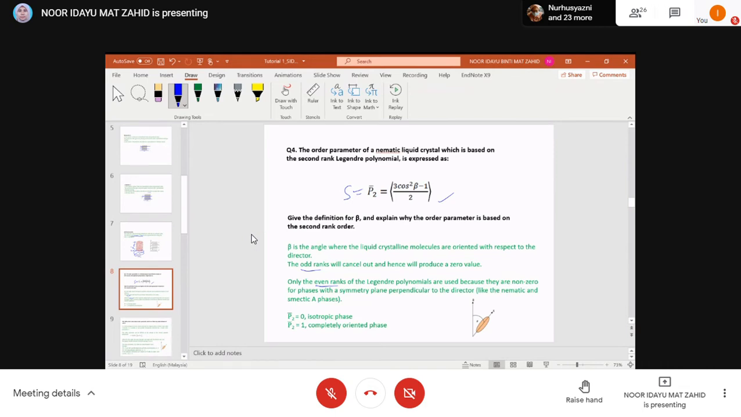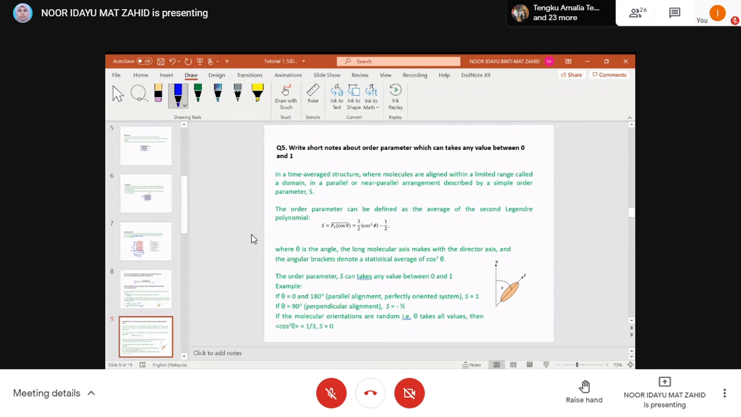And further, you can give examples of the order parameter. If the value of the order parameter is 0, it implies it is in the isotropic phase, because the angle is random. If you obtain an order parameter equal to 1, it means that it is a completely oriented phase.